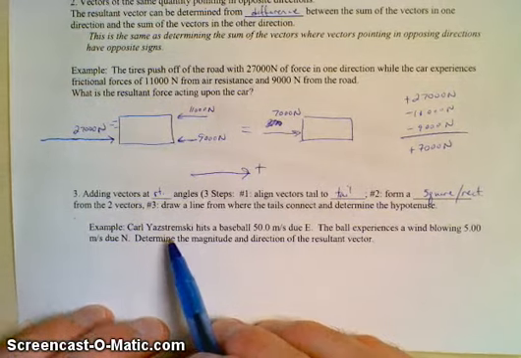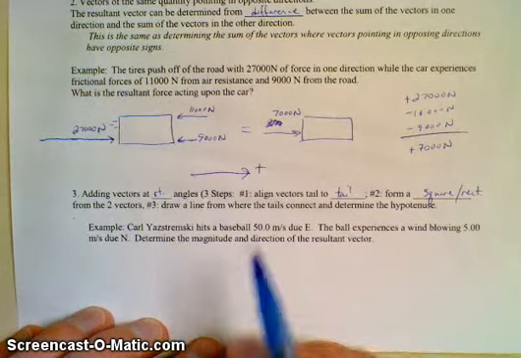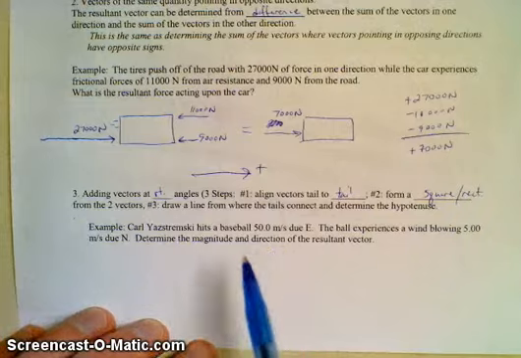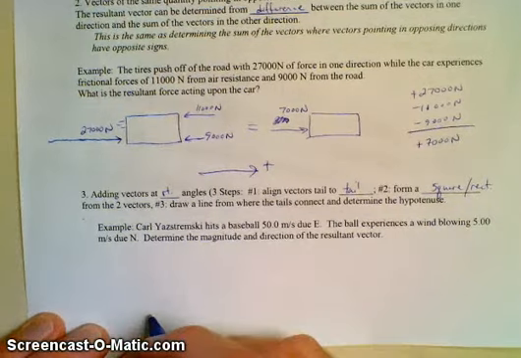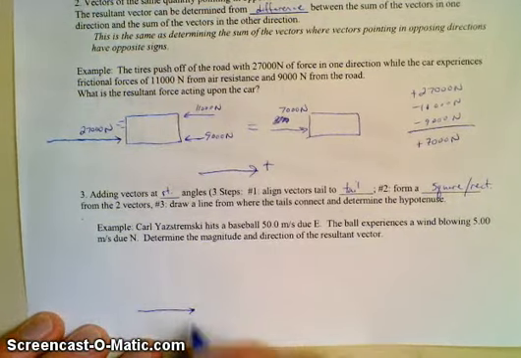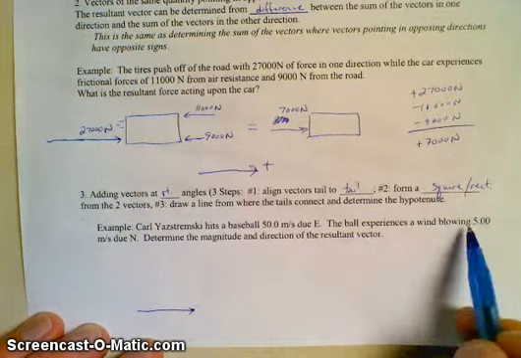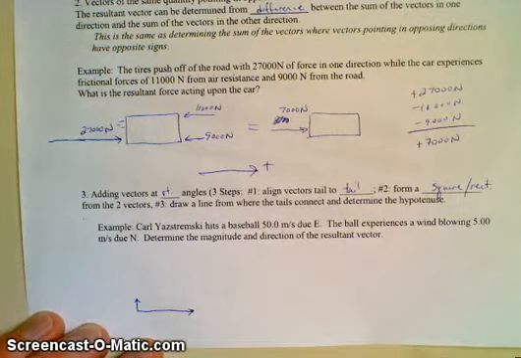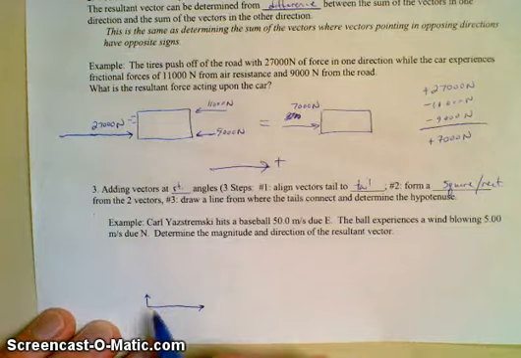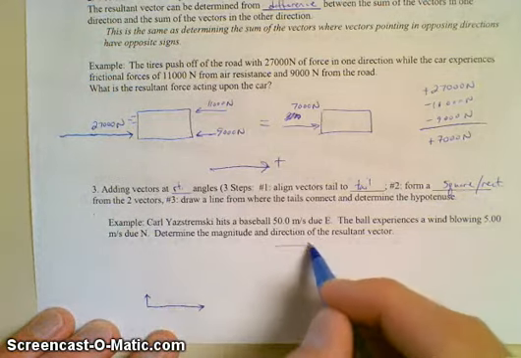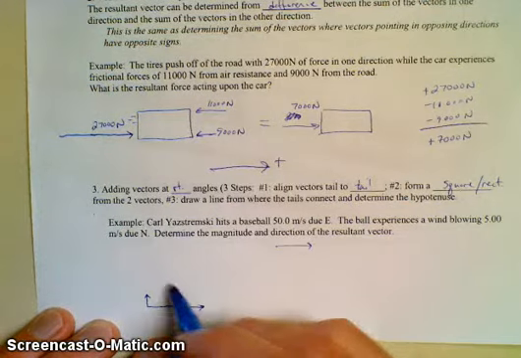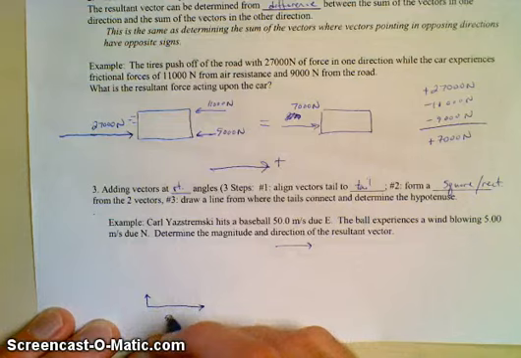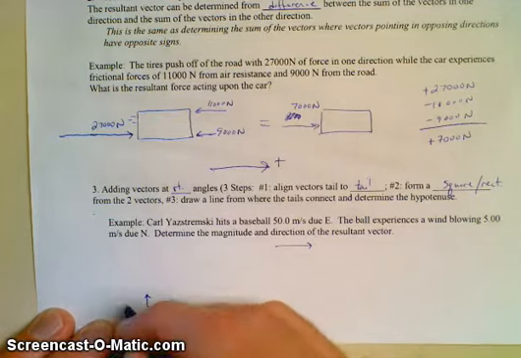So we've got Carl Yastrzemski hitting a baseball at 50 meters per second due east. So we're going to draw a vector there. The ball experiences a wind blowing 5 meters per second due north. So again, tail to tail. If we look at an arrow, this is the head, this is the tail. So we're putting them tail to tail. This is 50.0 meters per second. This is 5.00 meters per second.